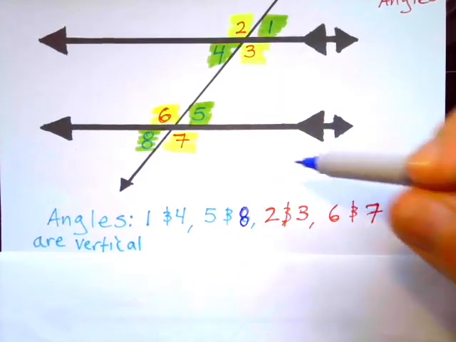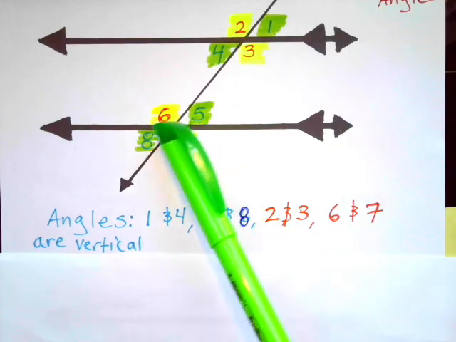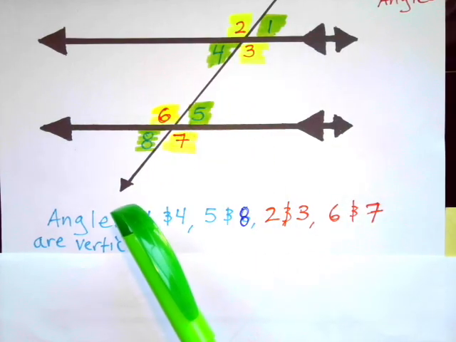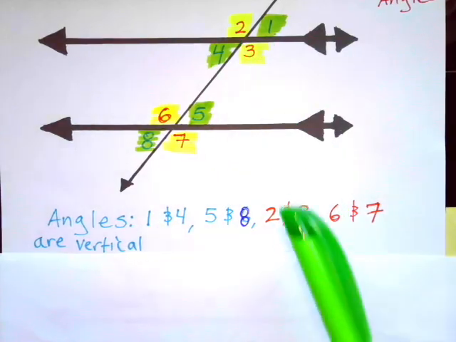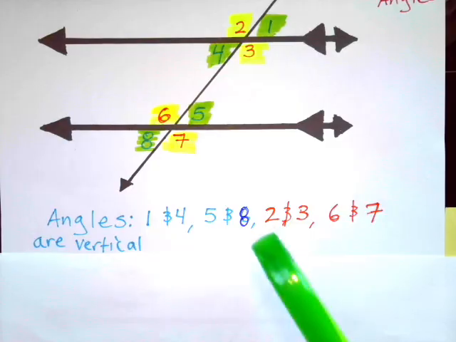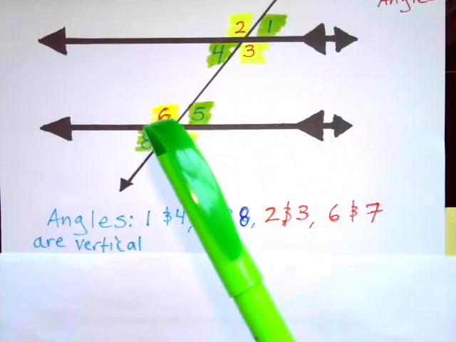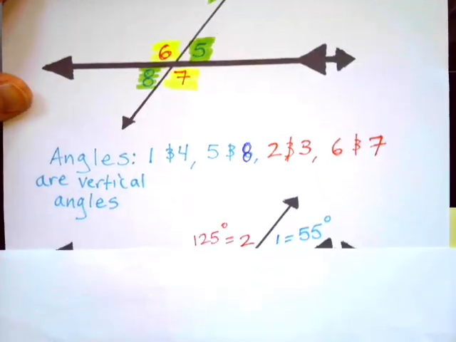So it's angles 5 and 8. As you can see here, angles 5 and 8 are vertical angles. Angles 2 and 3, vertical angles. Angles 6 and 7. So again, 1 and 4, 5 and 8, 2 and 3, 6 and 7 are vertical angles.